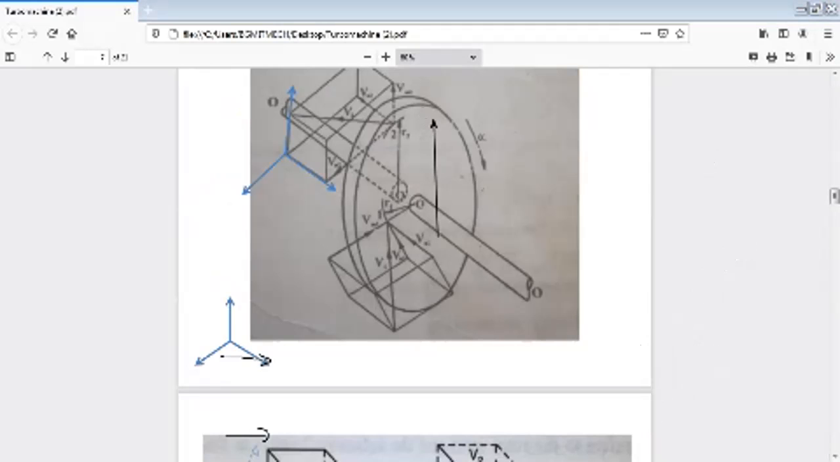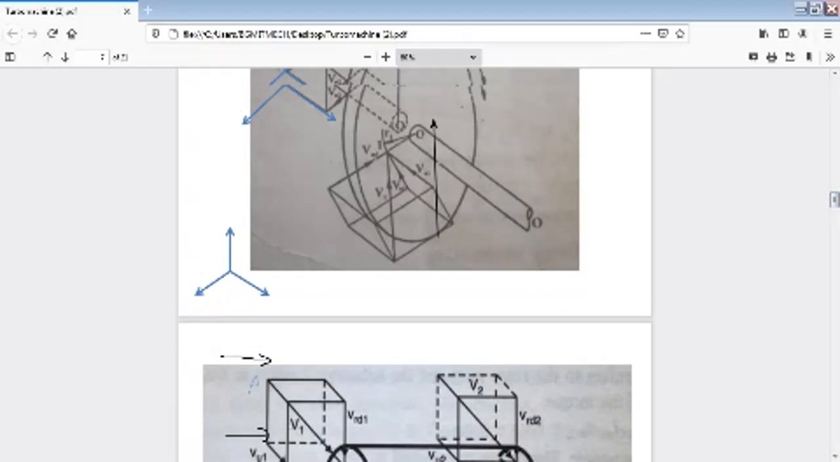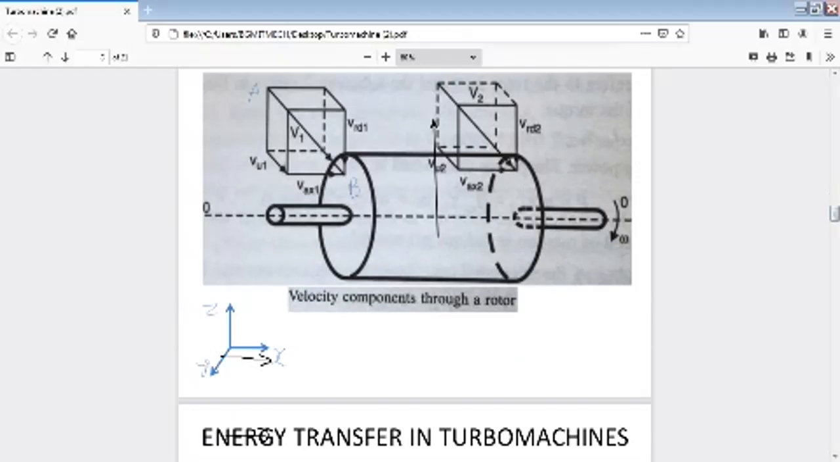See, these are the two cases. Here fluid is flowing in the radial direction, and here fluid is flowing in the axial direction, along the axis. Okay, here fluid is flowing in the axial direction like this. These are the two cases.